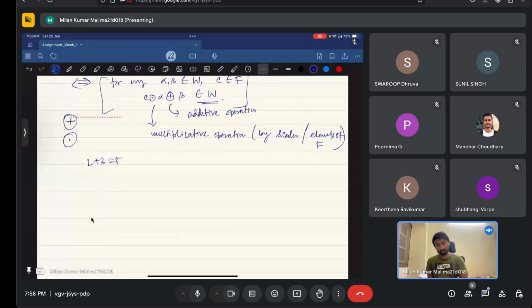This addition is addition, we know that. I mean, this is a class of addition, this is a class of multiplication, and 2.3 is equal to 6. This is multiplication, that's true. But these two can be different also.